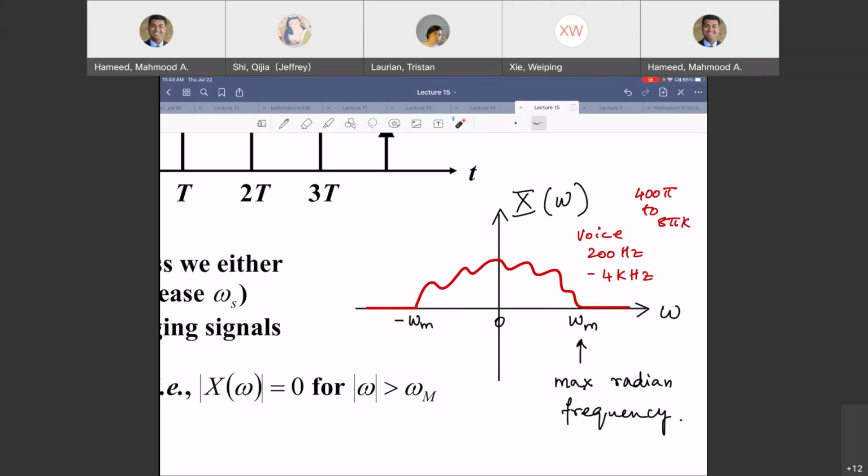And if you want to sample that voice and be able to reconstruct it, right, you need to sample at least twice the maximum frequency. So 8 pi k radians per second is the maximum frequency. Sample it twice. 16 pi kiloradians per second is the least rate at which you can sample. You have to sample more than that.